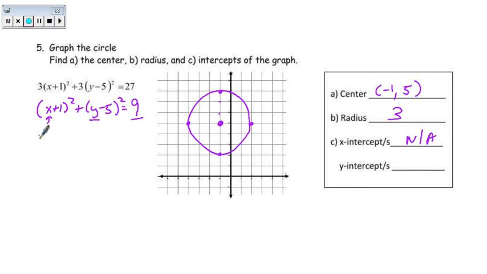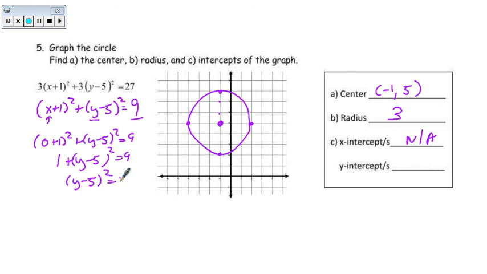So if I put 0 here, what I get is 1 squared, which is 1, plus y minus 5 squared is equal to 9. Let's subtract that 1 over. To get rid of the square, we would take the square root, so that's going to leave us just y minus 5. If I take the square root here, I'm going to get plus or minus. Remember, we always get the plus or minus. 2 square roots of 2. We do need the radical simplified. And the last thing we do is add that 5 over.